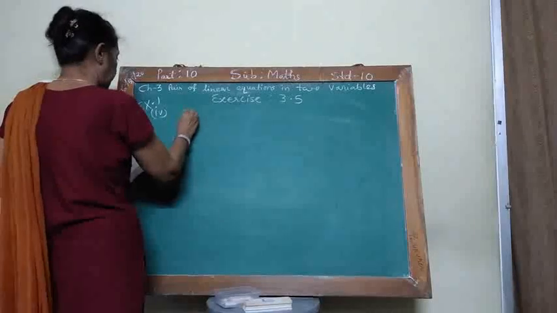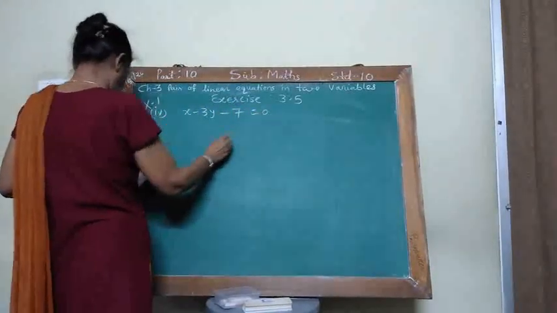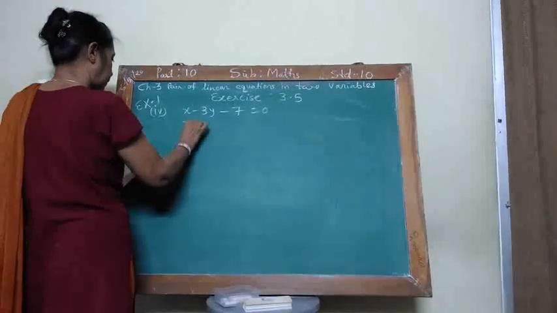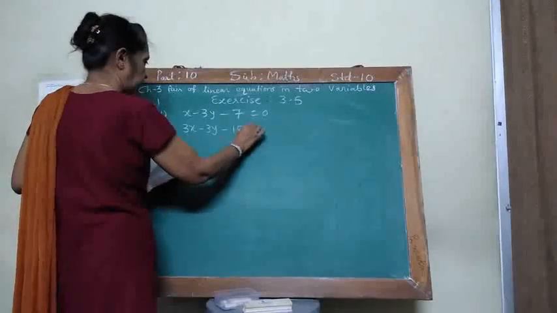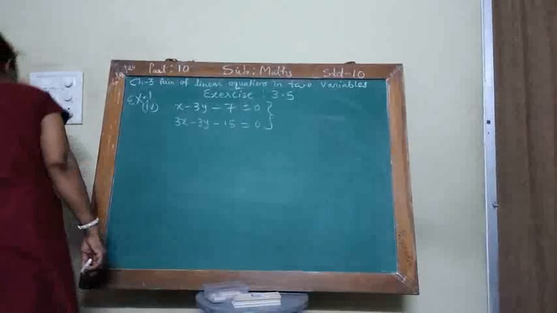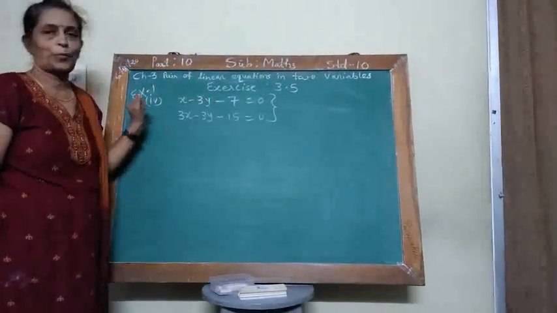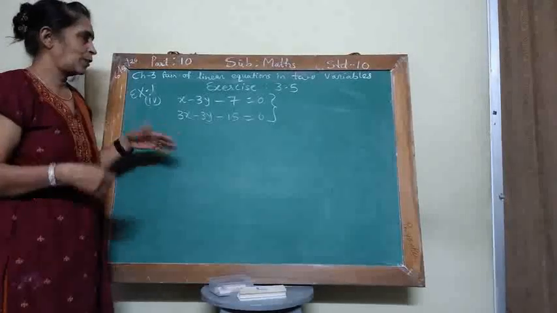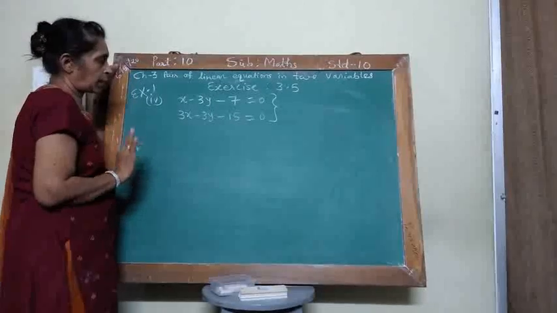So now next is the fourth one of example 1. x minus 3y minus 7 is equal to 0. 3x minus 3y minus 15 is equal to 0. So good, they have given us both equations in standard form. So there is no need to make any changes to these equations. They are in standard form.